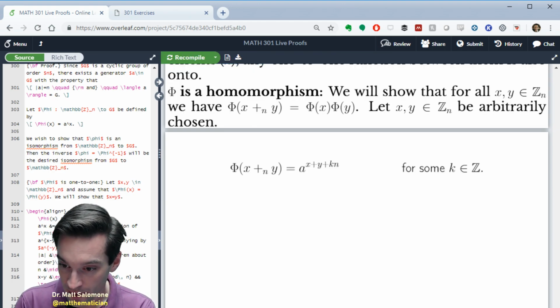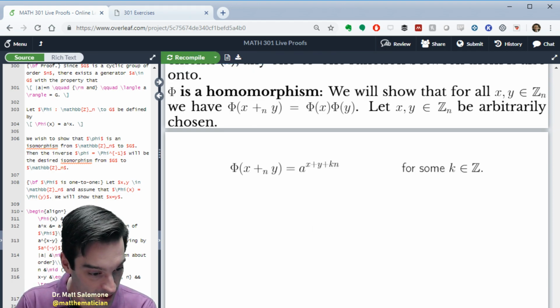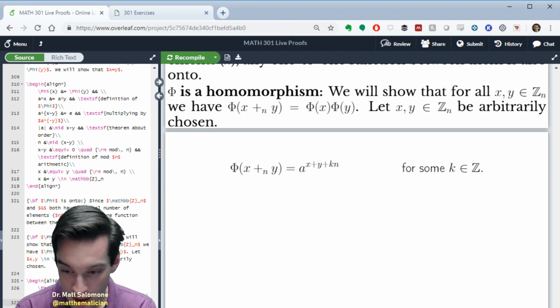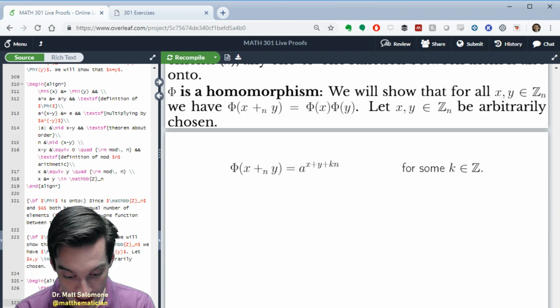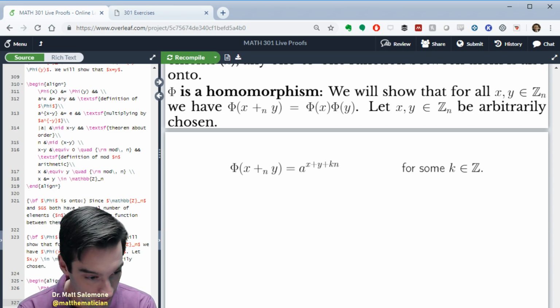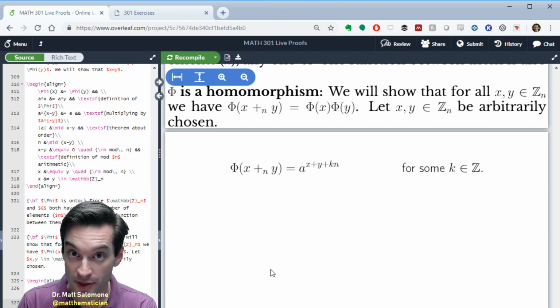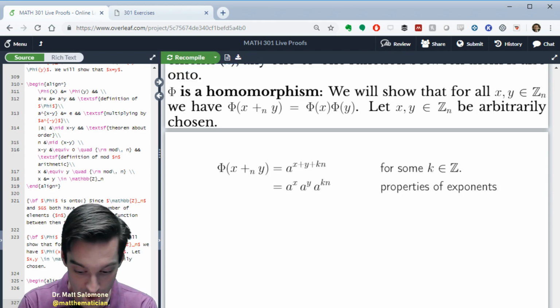Okay. I know that this is going to be a to the power of x plus y plus some unknown multiple of n. But then we can use the properties of exponents to say that this is equal to a to the x times a to the y times a to the power kn. Properties of exponents. So no magic deep thoughts going on there. We're just using properties of exponents.